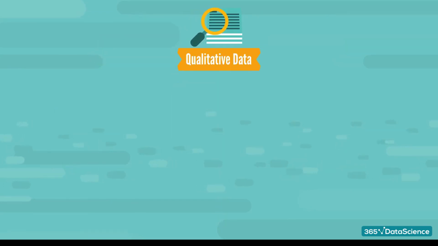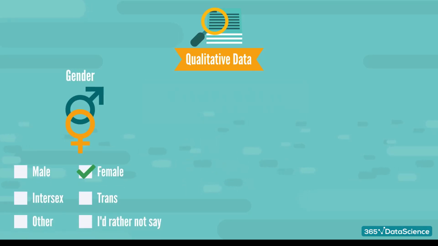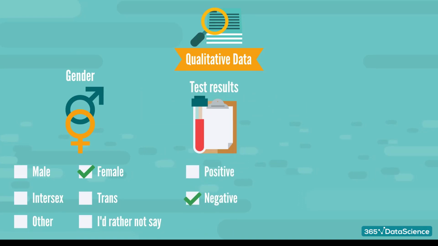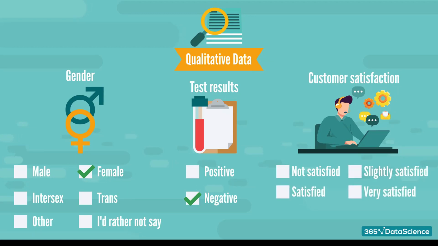Let's continue with qualitative data. They can be described as information collected in a non-numerical form. Qualitative data are descriptive in nature and involve text or categories, but also integers when recorded. Common examples include gender, test results, even degrees of customer satisfaction, which can be denoted as not satisfied, slightly satisfied, satisfied, very satisfied, or extremely satisfied.